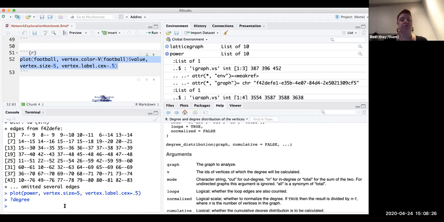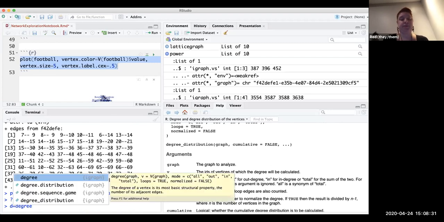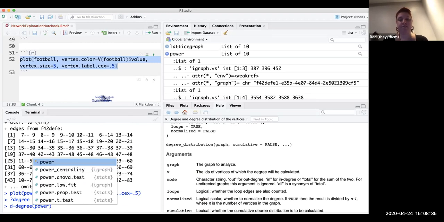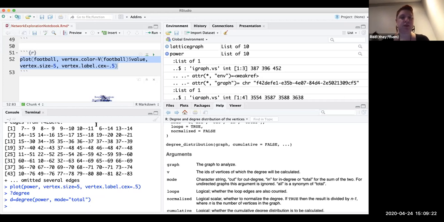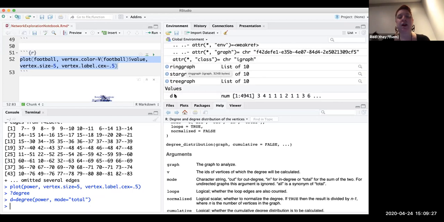So I'm going to say D equals degree, and I'm going to use my power graph. I don't actually have to put in anything else, but I am going to use the mode parameter here and tell it I just want the total. Now, this particular graph is undirected, so this parameter is actually going to get ignored. But if this graph was directed, for example, the total would then find me the undirected version of the degree. So now if I look in my environment, I have a vector called D.